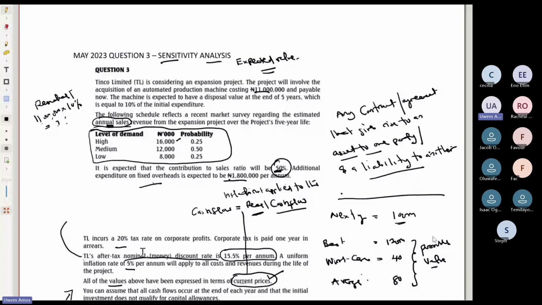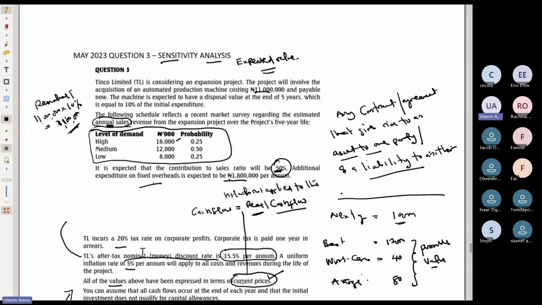It's going to cost them 11 million payable now to get that project up. And then the scrap value would be 10%. So I wrote it by the side last week. So 11 million, 10% gives us a scrap value now of 1.1 million. So that's the scrap value, 10%.